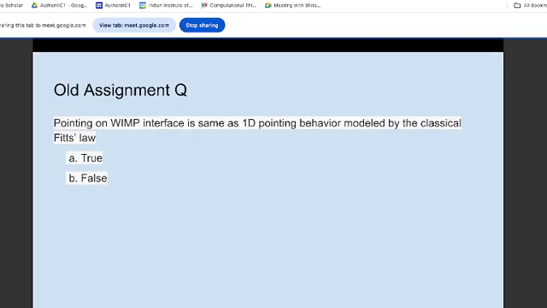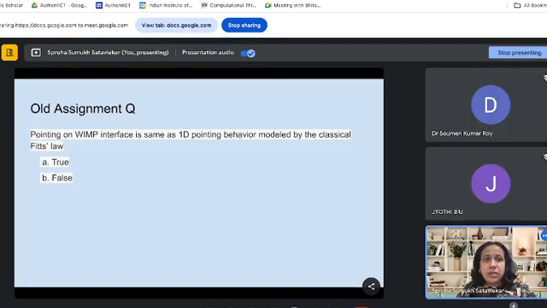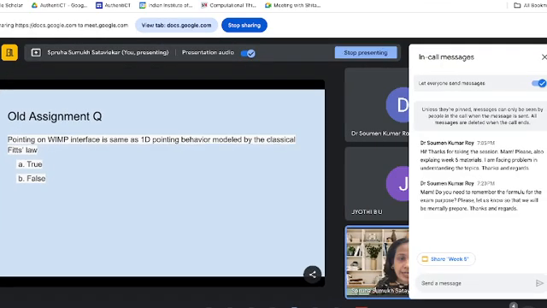Let's go to some of the old assignment questions then. These were actually asked last year about this model. I have tried to take all the questions of the assignment for week 5 from last year, and I have placed them as and when we have covered that particular portion. Pointing on a WIMP interface is the same as 1D pointing behavior modeled by the classical Fitts law. Is that true or false? You can write your answer in the chat box.